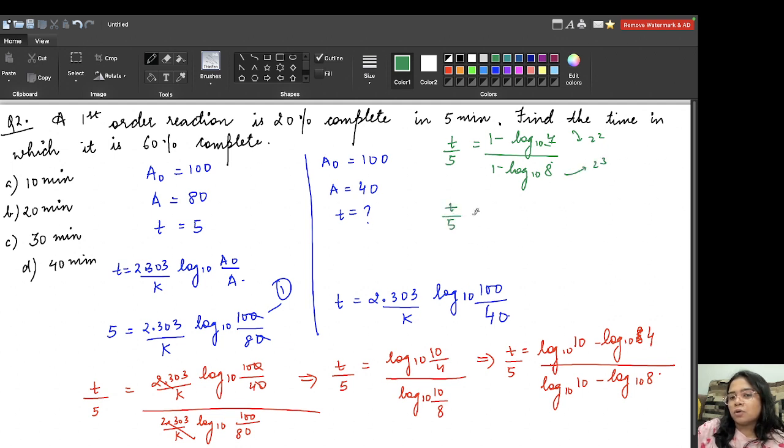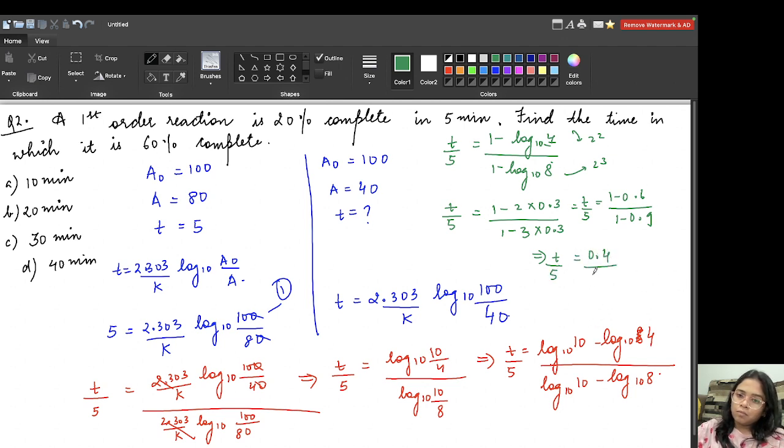So t by 5 equal to 1 minus 2 into 0.3 divided by 1 minus 3 into 0.3. t by 5 equals 1 minus 0.6, and here it will be 1 minus 0.9. 1 minus 0.6 is 0.4, upon 0.1. Point and point get cancelled. So 4 into 5, that is your 20. So time will be your 20 minutes, okay? Next question.